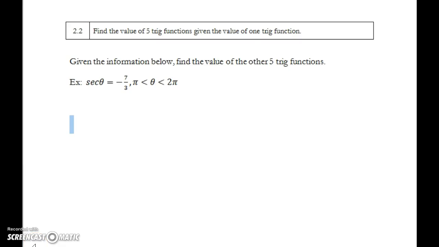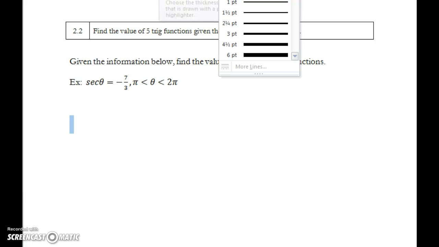Standard 2.2. Find the value of 5 trig functions given the value of 1 trig function. All right, let's take a look at our example. We have secant of theta equals negative 7/3 and theta lies between pi and 2 pi. How are we going to find the value of the other 5 trig functions? Basically, we're looking for sine, cosine, tangent, cotangent, and cosecant.